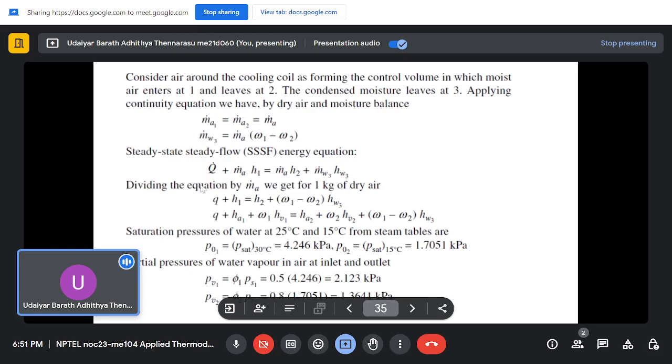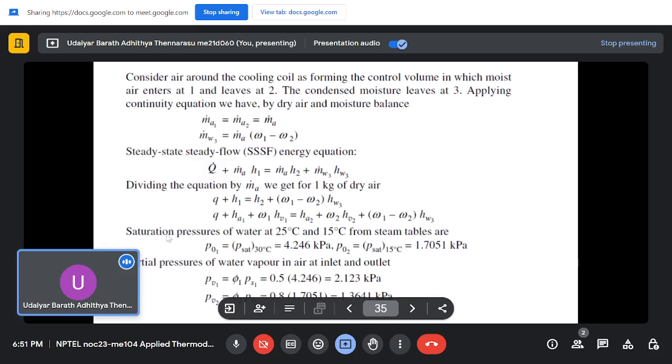Now dividing this by m dot a, so this is the specific sensible heat, and plus h1 equals h2 plus m dot omega 3, which you already calculated, so omega 1 minus omega 2 into enthalpy of water. So here we have to find out enthalpies, and you can substitute.